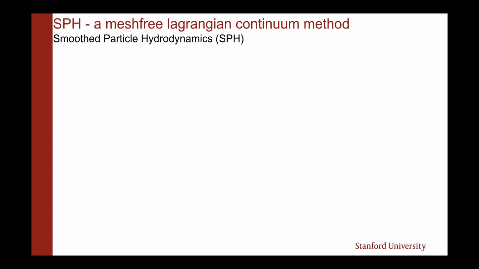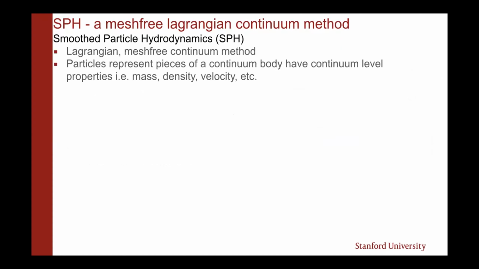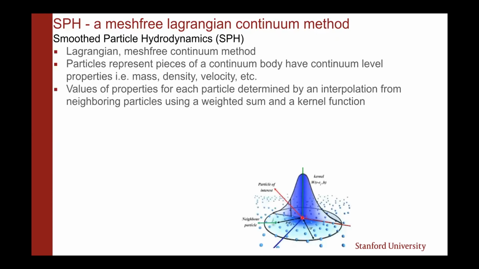So SPH is a mesh-free Lagrangian continuum method. Essentially, you have individual material points or particles which represent pieces of a continuum body, and as a result have continuum level properties such as mass, density, stress, velocity, of course. The way you determine the values of these properties for a particular point is through an interpolation from the neighboring particles within a certain domain. And you use a kernel function for that.